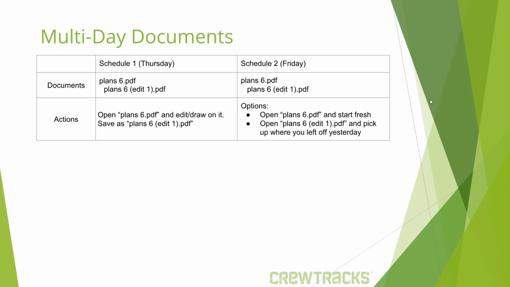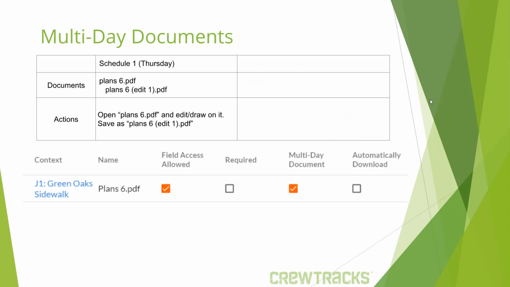And by the way, this doesn't just work for those of you who are scheduling ahead. Let's say the foreman did all his work on Thursday. He opened plan6.pdf. He edited it, drew on it. He saved it as plan6edit1.pdf, and that document was marked as a multi-day document. He submits his schedule. Tomorrow's schedule doesn't even exist yet. So tomorrow arrives. It's Friday now. He opens up CrewTracks. He creates his new schedule. And on that schedule, he adds the Green Oak Sidewalk job, which of course brings plan6.pdf with it.